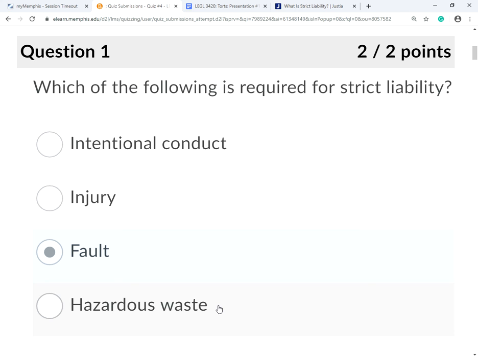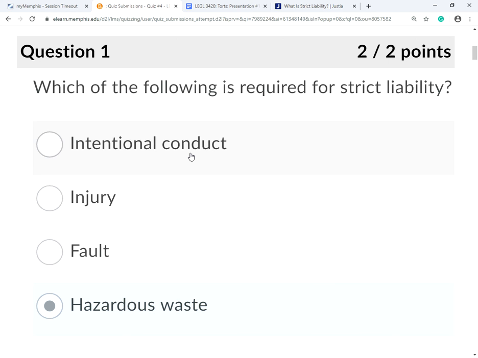And hazardous waste is really not an activity; it's actually a byproduct of something else, some type of product, or could be produced by producing a product in a factory, or it could be a natural cause as well. So automatically fault and hazardous waste, I would not select those two for my answer.